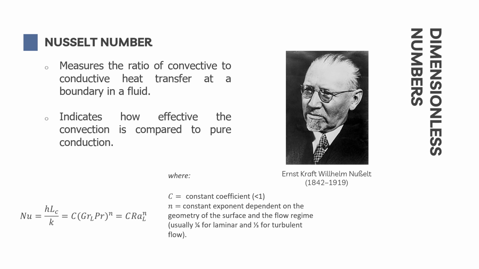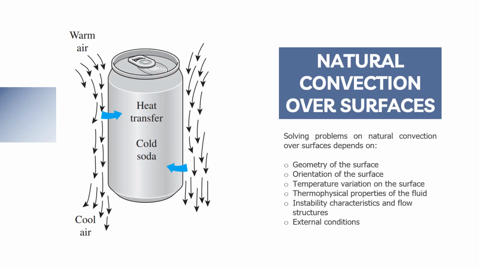Smaller Nusselt numbers suggest weaker convection, resulting in less efficient heat transfer. This might be undesirable but can be useful in situations where insulating properties are needed. We now move forward to discuss natural convection over surfaces.